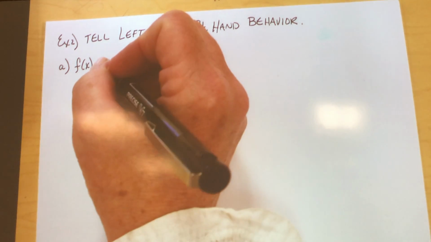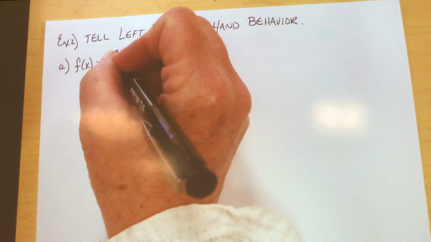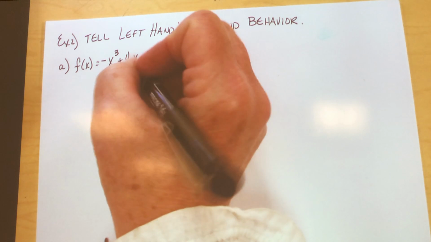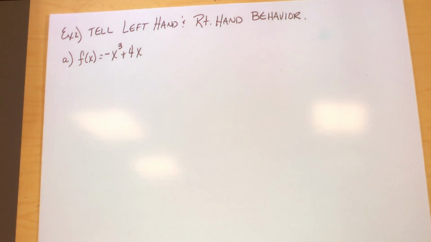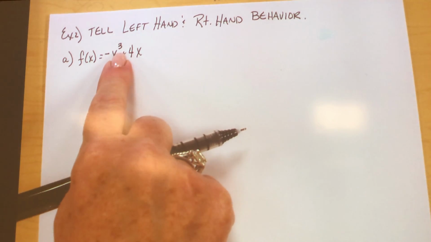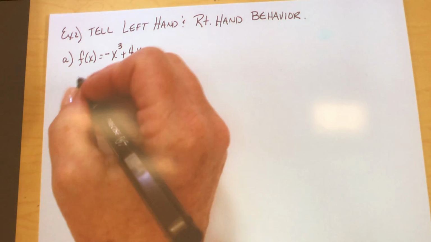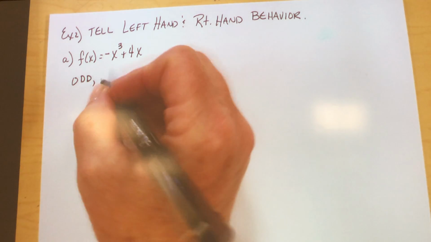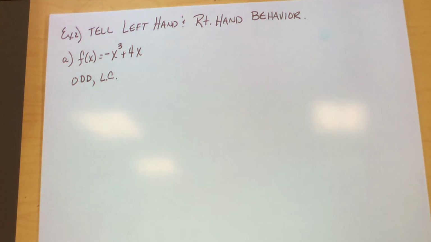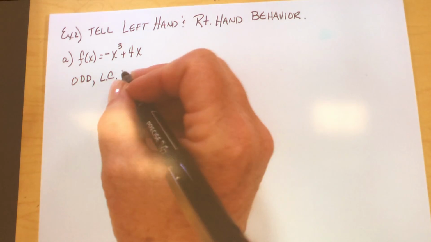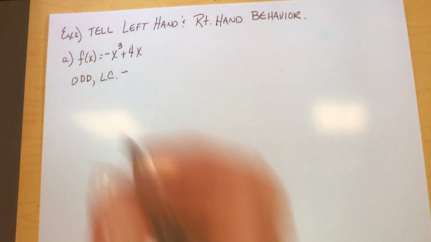F of x is equal to negative x to the third plus 4x. Negative x to the third plus 4x. So, here's my question. What's the degree of the polynomial? Odd. Yeah, but what is it? Three. Three, a third degree, that's my highest exponent. So it is odd. Everybody ready? The leading coefficient, what's the sign of the leading coefficient? Negative, because it is a -1, all right?